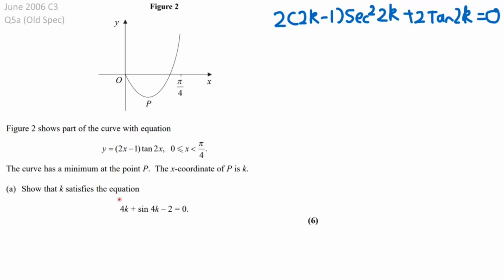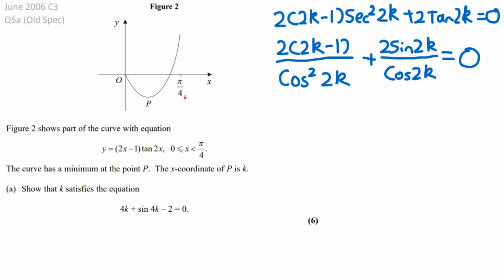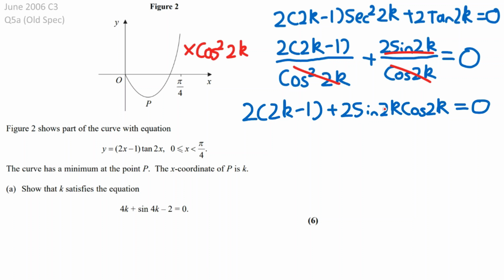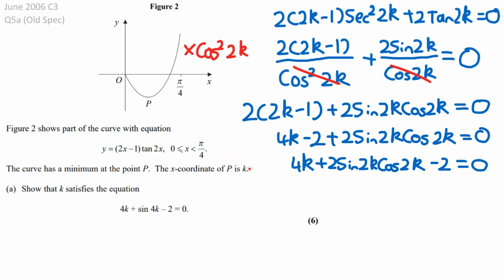Now all we need to do is rewrite this equation into this format here. If we rewrite the sec and the tan into their sin and cos formats like I've done here, you can see that in both of the denominators of the terms we have cos 2k. So we can get rid of it for both of them by multiplying everything by cos squared of 2k. This will cancel out this denominator here, and this denominator here, but it will leave this numerator multiplied by another cos 2k, because it's to the power of 2. If we expand this bracket here, we get 4k minus 2. I'm just going to slightly rearrange the terms into this here.